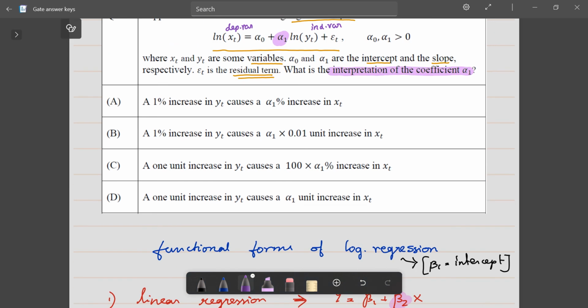Here if you see the options, the first option is a 1% increase in yt causes alpha 1% increase in xt. The next option is 1% increase in yt causes alpha 1 into 0.01 unit increase in xt. The third option is 1 unit increase in yt causes 100 into alpha 1% increase in xt, and the fourth option is a 1 unit increase in yt causes alpha 1 unit increase in xt.